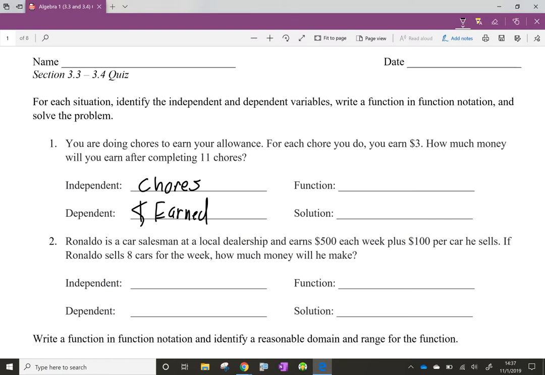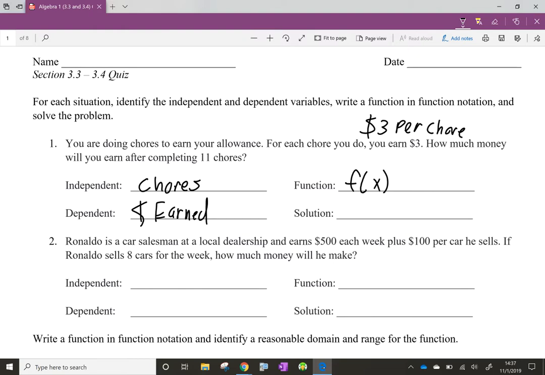The money we earn depends on the number of chores that we do. Now our function in this example, we have to read further in. You do a chore, you earn $3. Basically this is saying that we make $3 per chore.